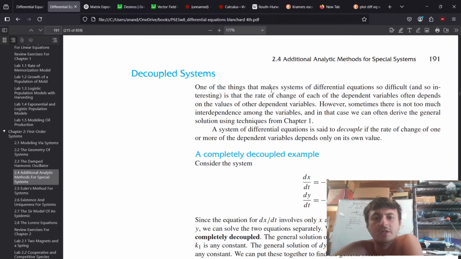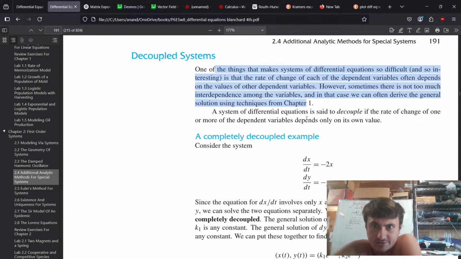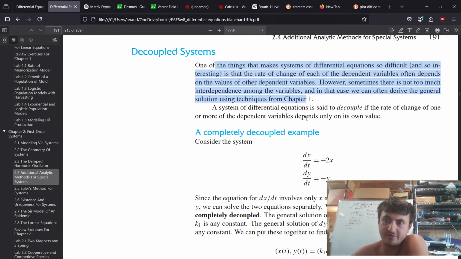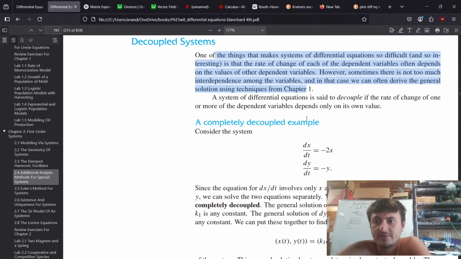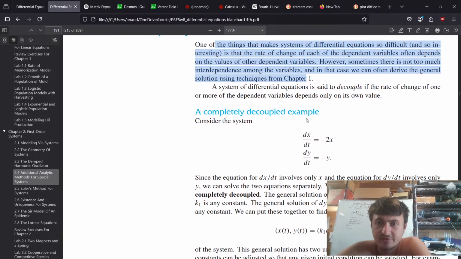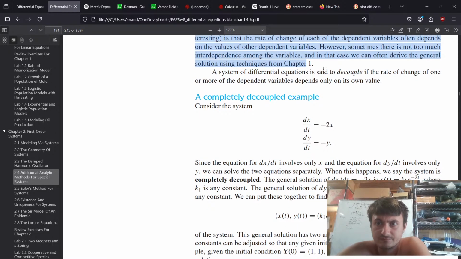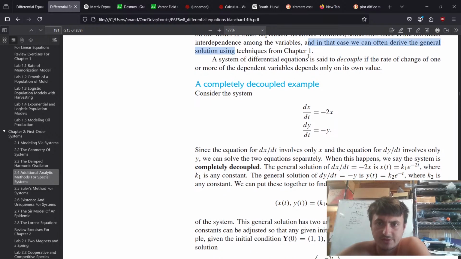Decoupled systems. One of the things that makes systems of differential equations so difficult and interesting is that the rate of change of each of the dependent variables often depends on the values of other dependent variables. However, sometimes there's not too much interdependence among the variables. In that case, we can often derive the general solution.